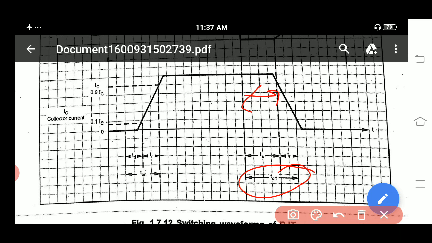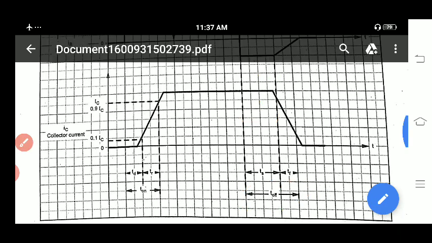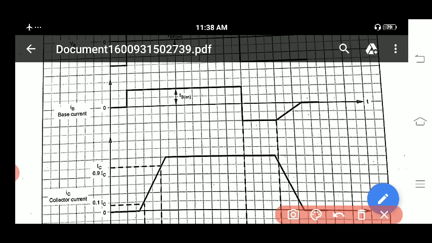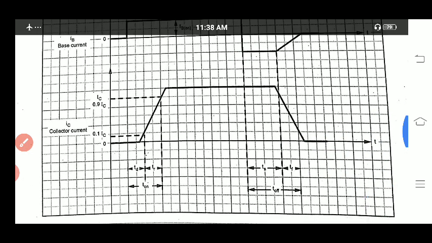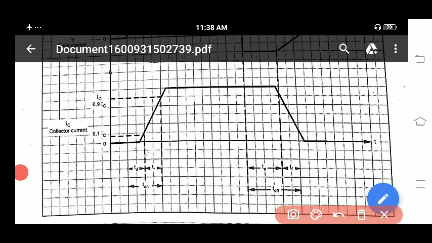Storage time means what? If you want to make your BJT off, it will not go off immediately. There will be a time required to remove the charges from this junction capacitance. You can observe here, you have applied minus IB. When you have applied minus IB, it will not go to the off condition immediately. This can be called a storage time. This is the time required to remove this junction capacitance.